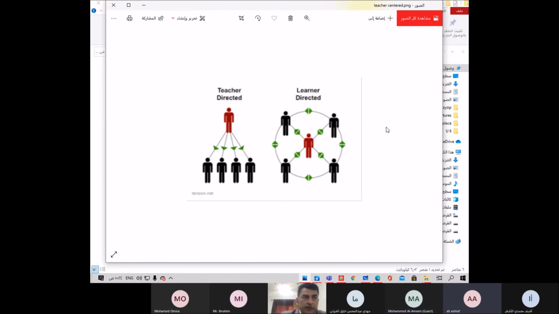You have two drawings in front of you. The first one is teacher directed, and the second one is learner directed. So the method of teaching starts from the classroom, from the seating, as we call it in our methodology, from the shape of desks inside your classroom.